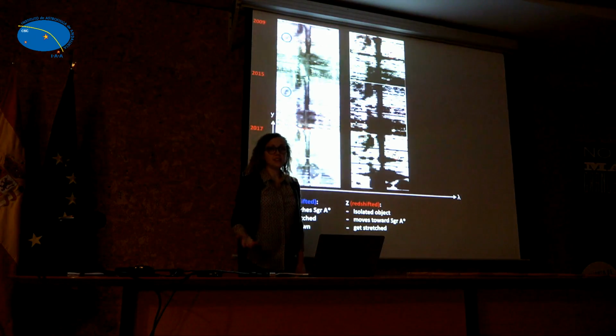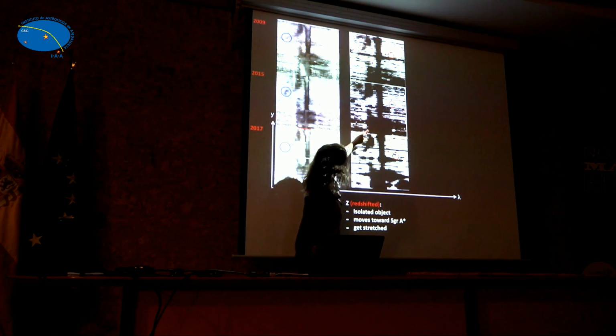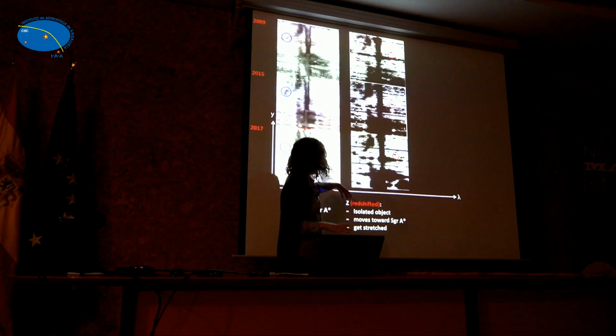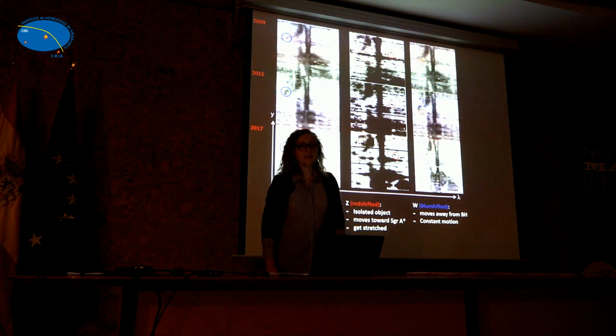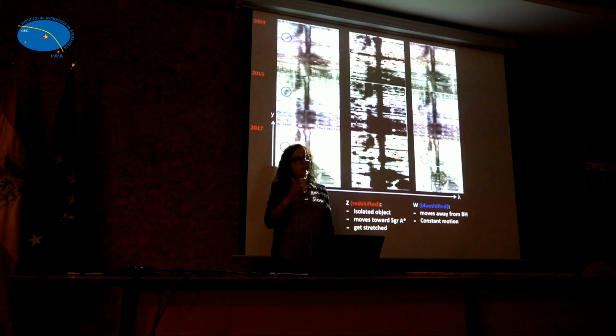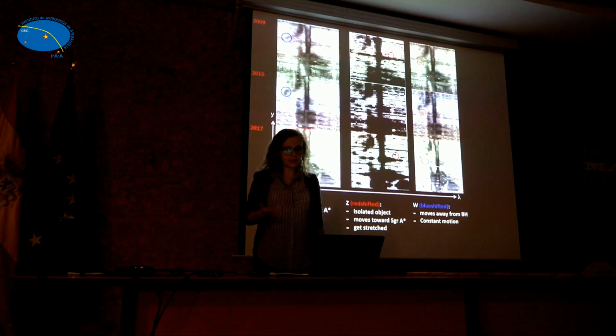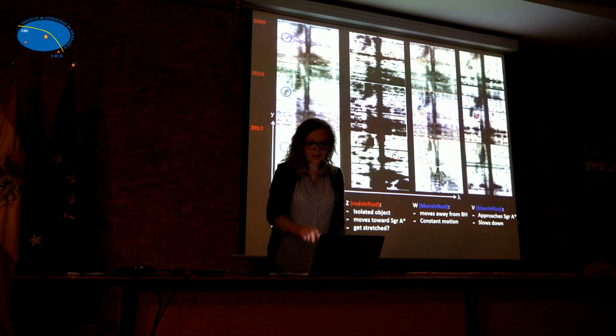And Z, the redshifted one, you have it here. It looks like it's moving toward the black hole as well. We saw it before, and we don't see a lot of changes in velocity for this case. This is W, the one that looks like it's moving away from the black hole, and it looks like it has a constant motion.